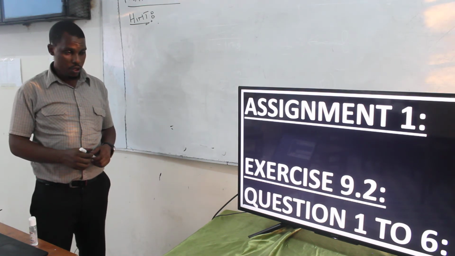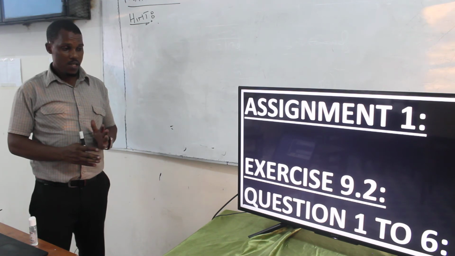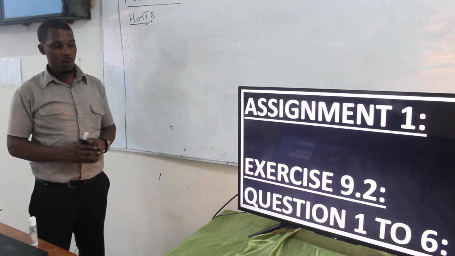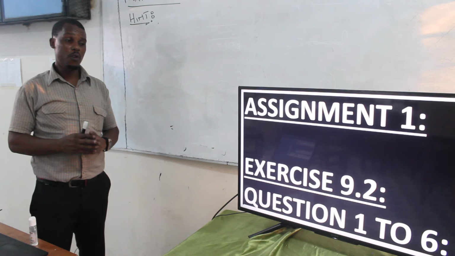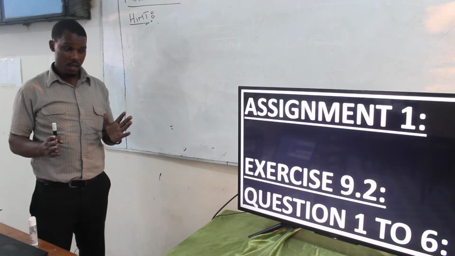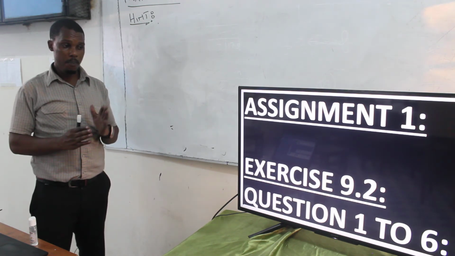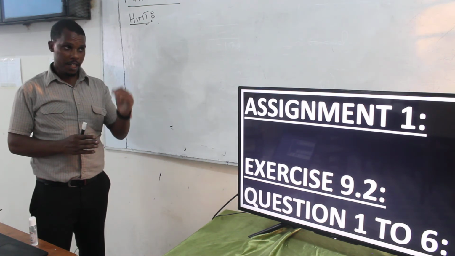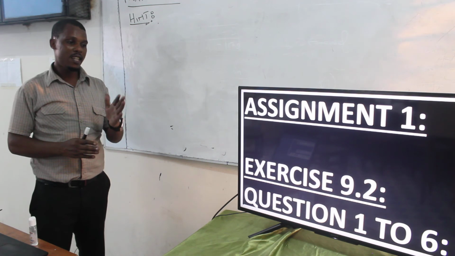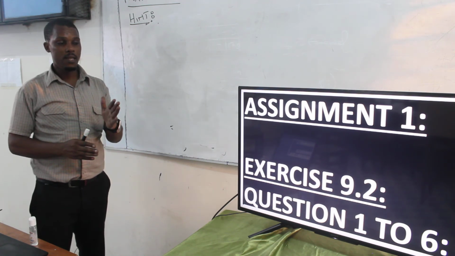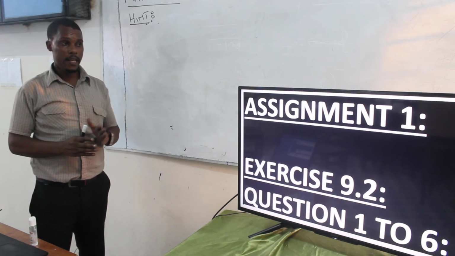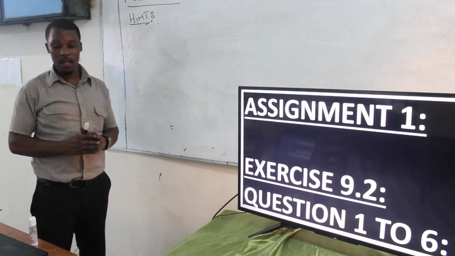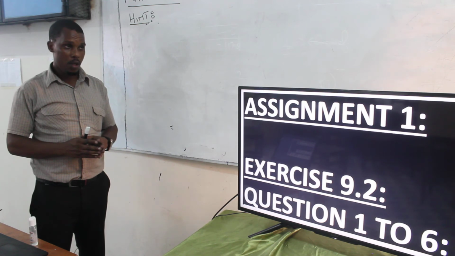In exercise 9.2, I'm going to give you 6 questions. So we do from question 1 up to 6. Remember, I've not given you the whole exercise, so you have to have ample time. You do from question 1 up to question 6 very keenly. Then submit that work on my WhatsApp so that I can mark it. And also in our site, you're going to engage one another so that if there is any problem, you let me know for assistance.